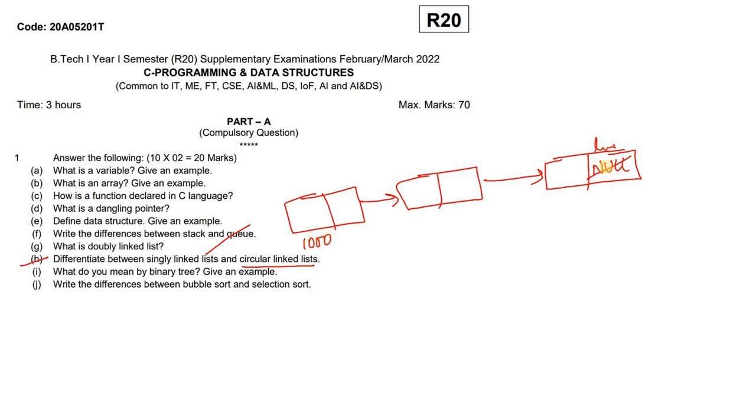For example, the address of first node is 1000. Here we are going to store 1000. Because of that, a cycle will be formed. This is called as a circular linked list. So if you write this, this is enough. Okay. See the next one.